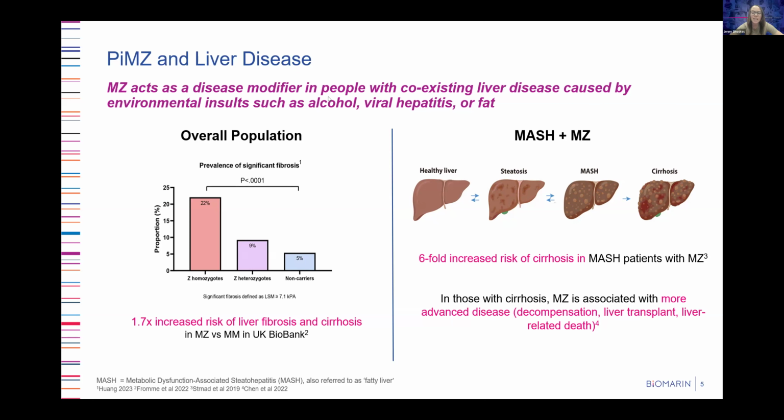What we see in patients that have MASH and MZ is that they have a 6-fold increased risk of leading to cirrhosis. Then in those with cirrhosis, MZ is associated with more advanced disease, and that means different signs and symptoms and liver transplant, as well as liver-related death. This is part of the main reason we have focused our initial studies in MZ to concomitant MZ plus the presence of MASH.